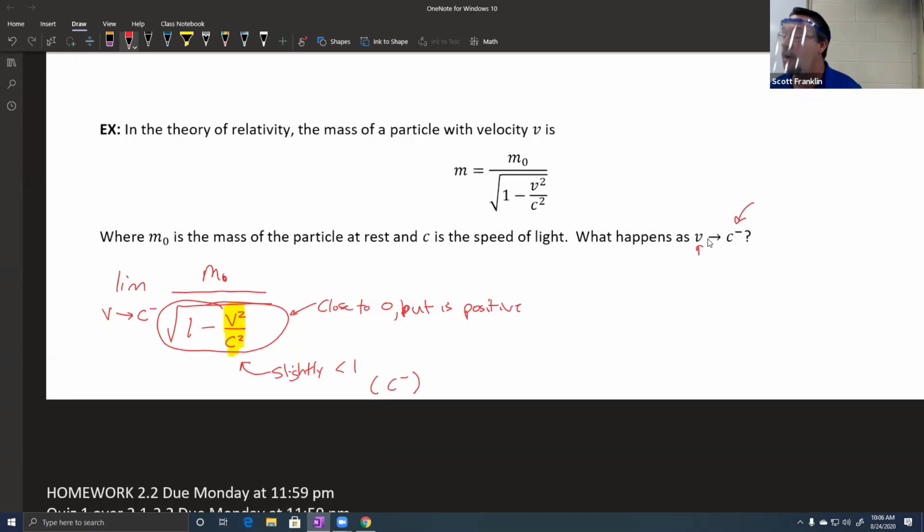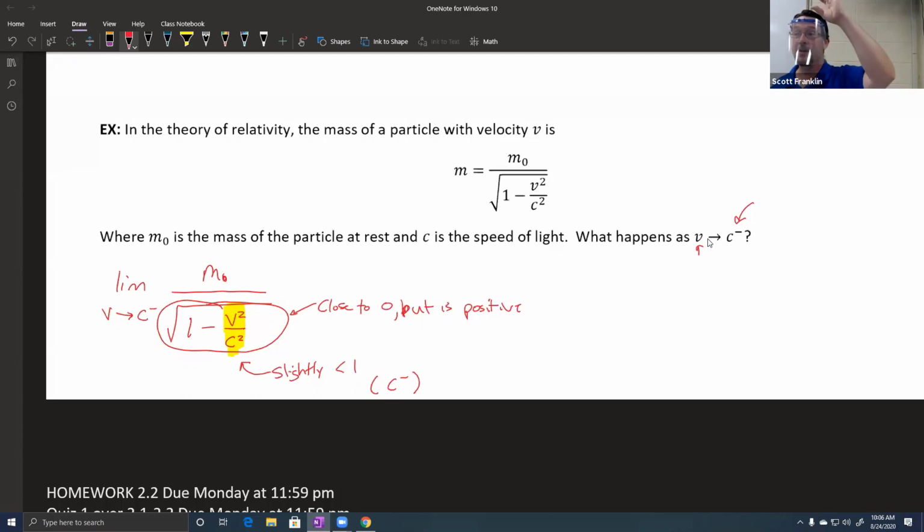Now you don't have to write all this down when you're doing a homework problem or a test question, but this is my thinking to figure out how I'm going to come up with this answer. And then what happens when you take the square root of something getting close to 0? It also gets close to 0. Square root of 0 is 0. So the whole bottom of the fraction is getting closer and closer to 0. The top is going to stay the same because that's the mass of the particle at rest.